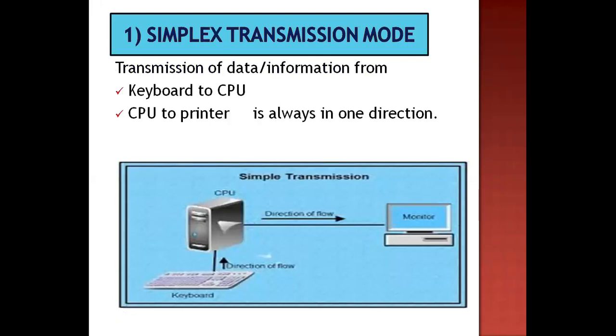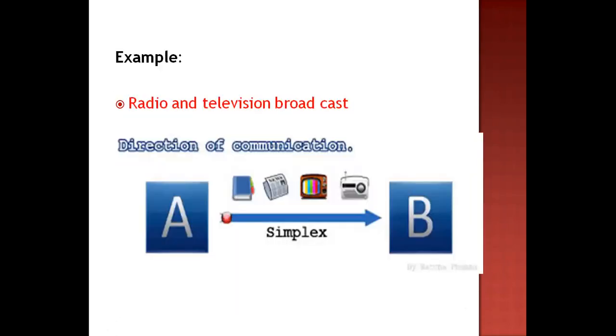Transmission of data or information from keyboard to CPU and CPU to monitor or CPU to printer is always unidirectional. These are examples of simplex transmission mode. Radio and television broadcast are also examples of simplex transmission because we can only receive the information, meaning channels, but we cannot send information back to the radio or television. So it is called simplex transmission. It is unidirectional.